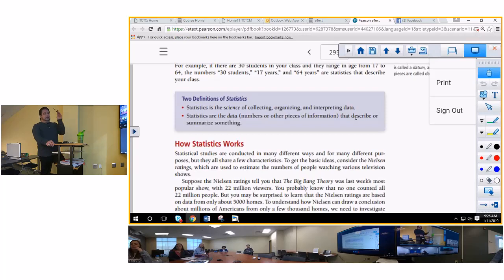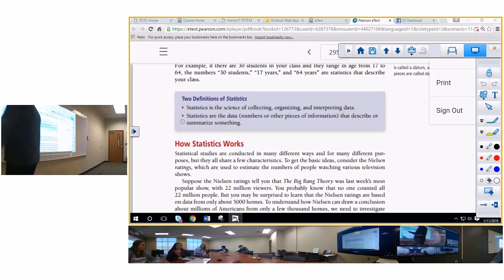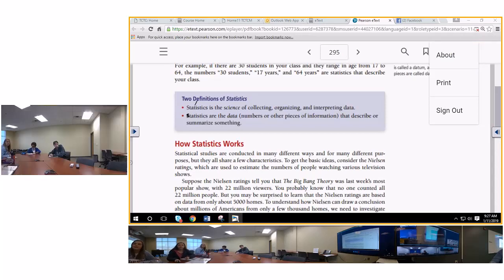All right. The purple box, or the mauve box, whatever you want to call it. I want you to write those two definitions down. Statistics. But I want you to change one thing. I want you to change this S to a lowercase s. Okay?